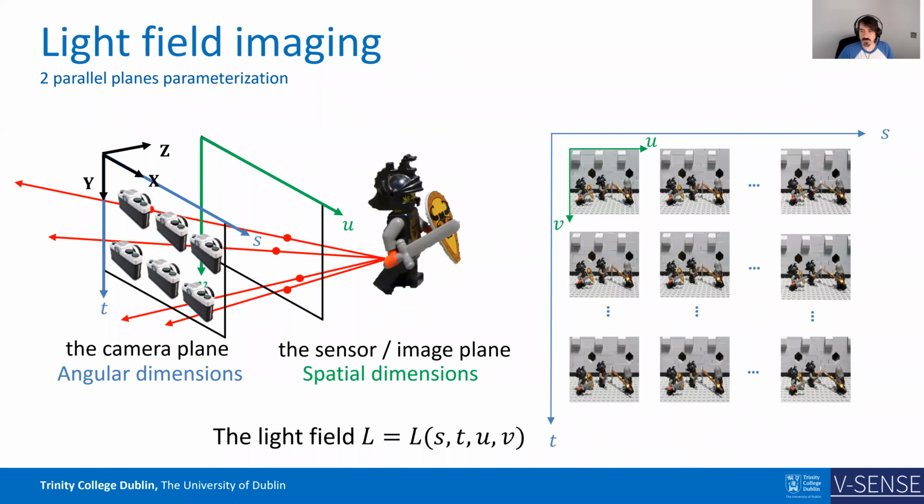So in this work, we consider the two parallel planes parameterization of the 4D light fields, where we can consider the light field as a collection of 2D images arranged on a regular 2D grid. Each image corresponds to a different viewpoint of the scene and is indexed by U and V, which correspond to the 2D spatial dimensions. And we index the different viewpoints with S and T, which correspond to the 2D angular dimension.